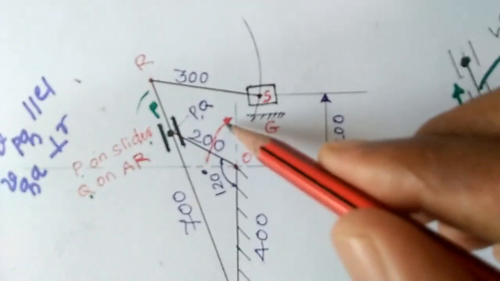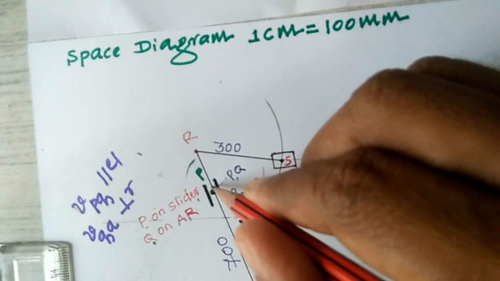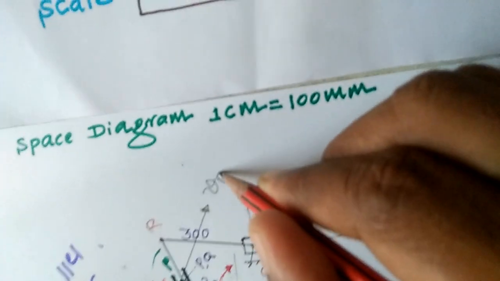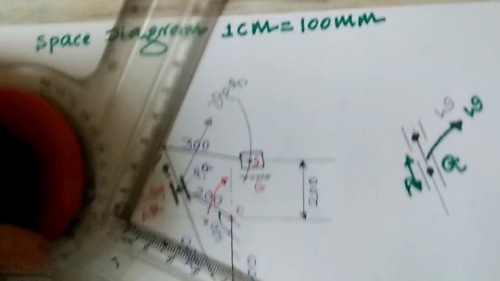This is rotating in a clockwise direction, which means the velocity of P exactly comes as perpendicular. Velocity of P with respect to O comes as perpendicular, this one. You draw the alignment here.